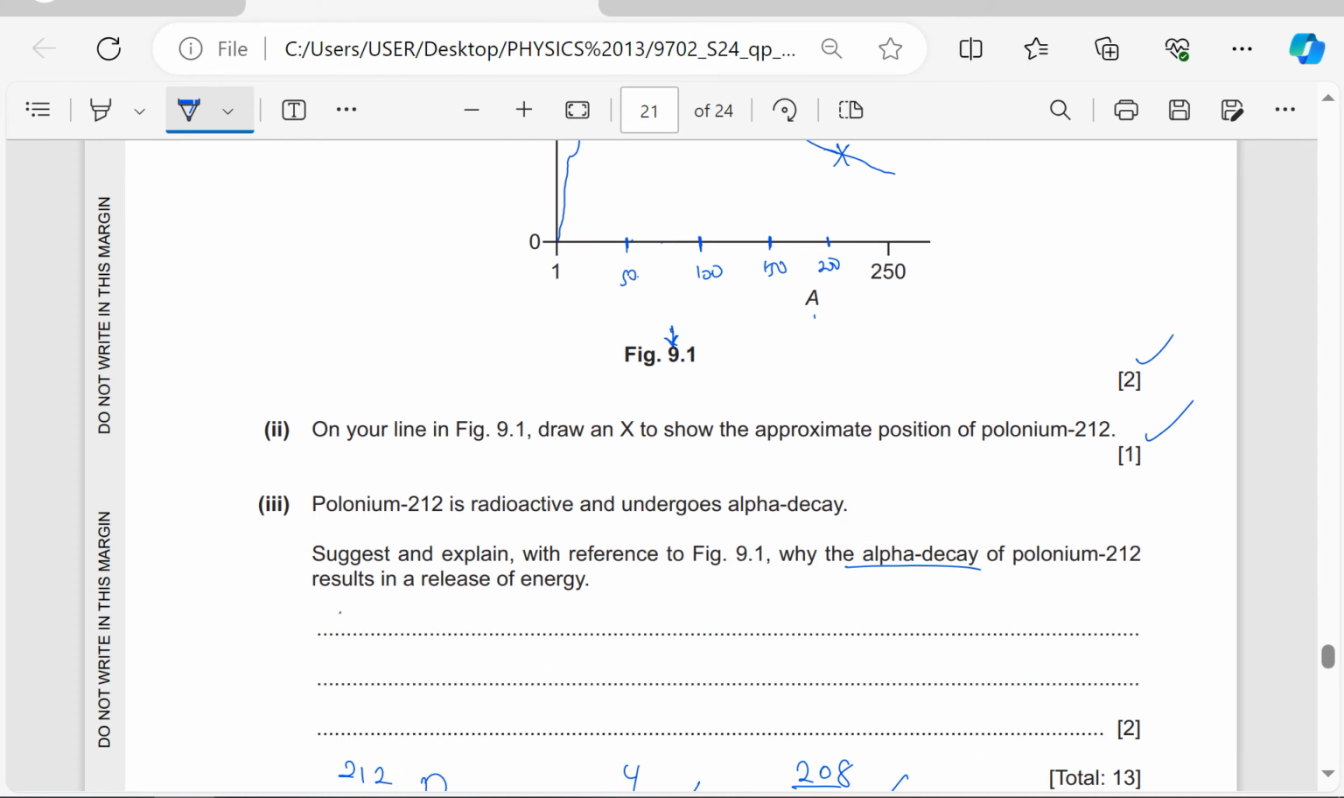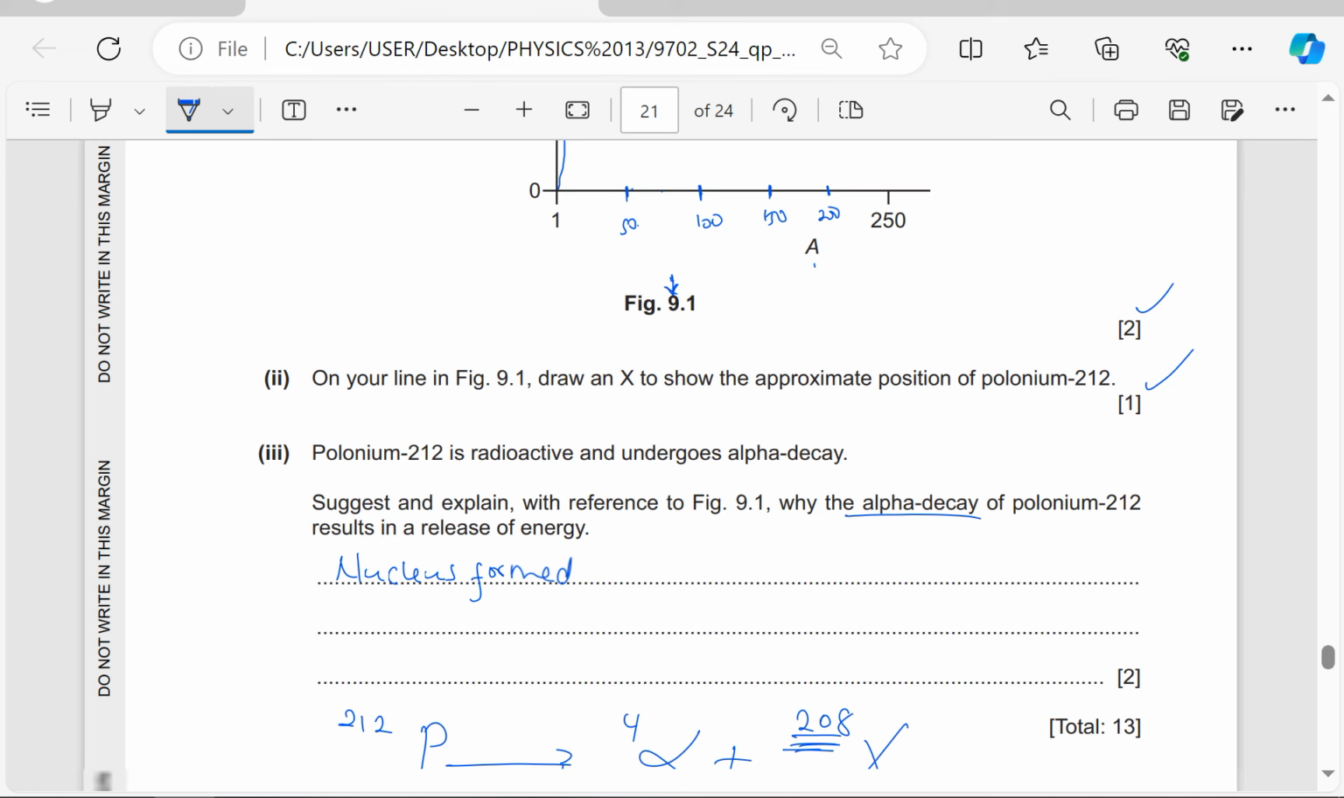So I will say the nucleus formed as a result of the decay has a lower nucleon number. In other words, we are shifting to the left-hand side, towards the peak, has a lower nucleon number.